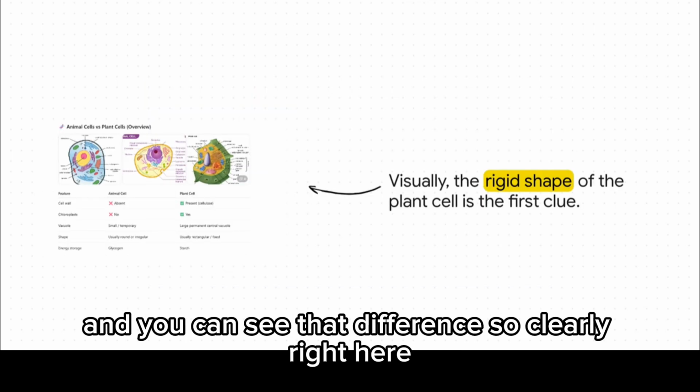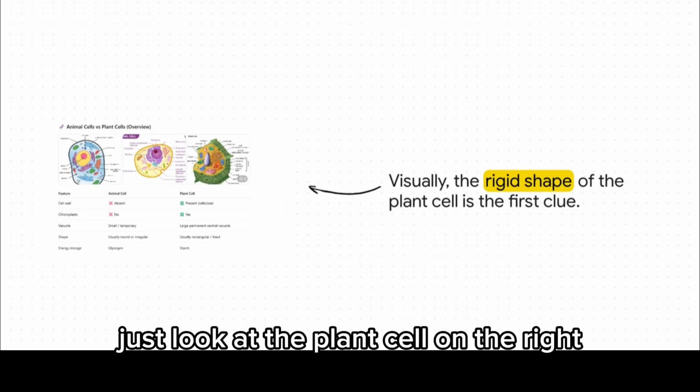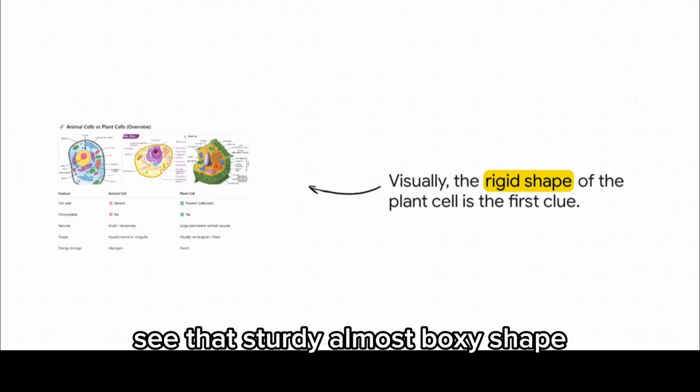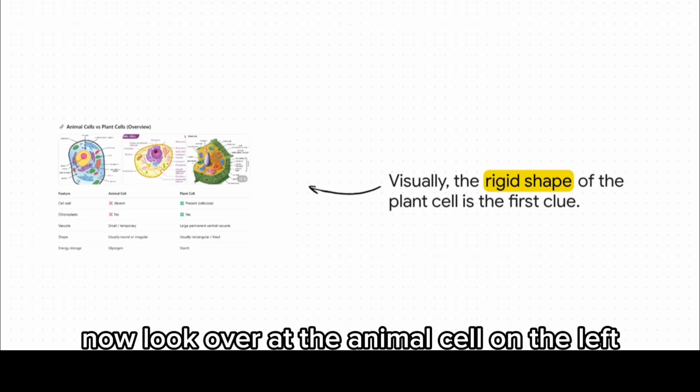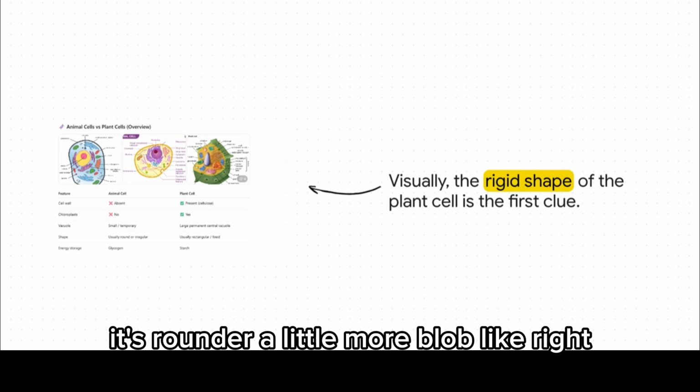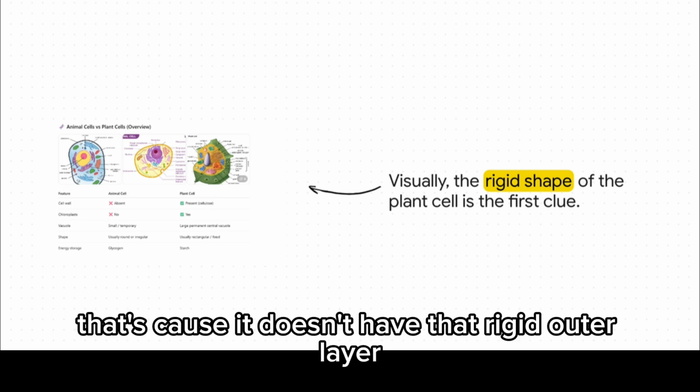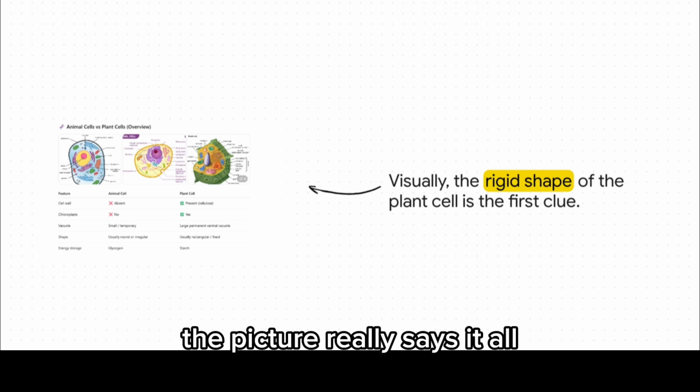And you can see that difference so clearly right here. Just look at the plant cell on the right. See that sturdy, almost boxy shape? That is all thanks to the cell wall giving it structure. Now look over at the animal cell on the left. It's rounder, a little more blob-like, right? That's because it doesn't have that rigid outer layer. The picture really says it all.